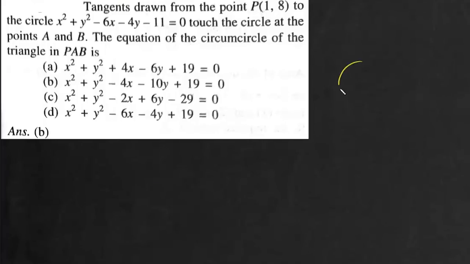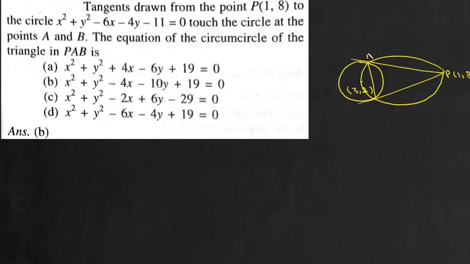Now here the question is, tangents are drawn from a point P to this circle whose center is at (3, 2), and this point P is at (1, 8). Now the circumcircle of this triangle PAB, we know that it will pass through C. So this is A, this is B, and this point is C. And this PC is going to be the diameter of this circumcircle.